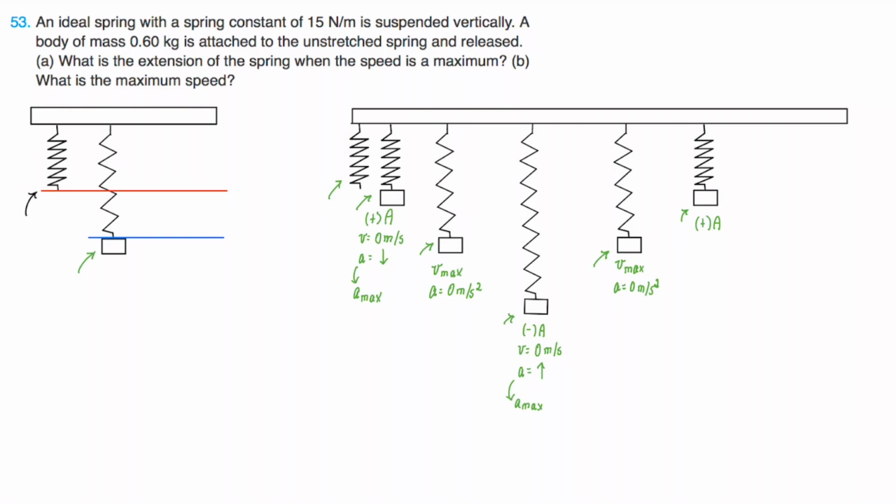Now in part A, the problem is asking us for the extension of the spring when speed is a maximum. So from the discussion we just had, we know that speed is maximum when the spring is at its equilibrium point. So let's take a closer look at the spring in this position. Now the extension of the spring is essentially just going to be the distance between the spring's positive amplitude, which is right here, and its position at its equilibrium point, which is right here. So it's basically going to be the distance right here. So we're going to call that change of x, and that's going to be the extension of the spring, or the value that we're trying to find.